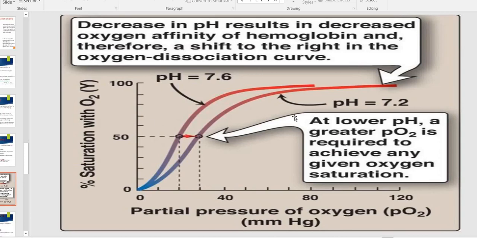So here in low pH, there is a shift of the curve to the right, and there is a decrease in the affinity for oxygen. And here, where there is increased pH, there is a shift to the left, and oxygen leaves the tissue to hemoglobin and increases the affinity of hemoglobin.